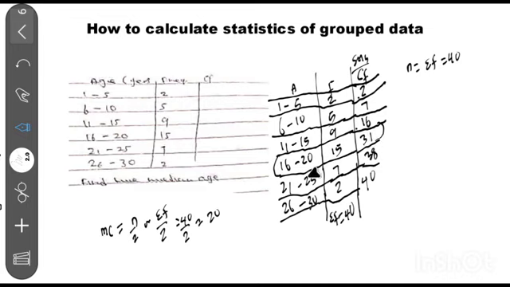Since you have gotten the median, this is the range. This is the class interval. That is, 16 to 20 is the median class. The frequency of the median class is 15, and the cumulative frequency of the median class is 31. Now, let's go to the next step.